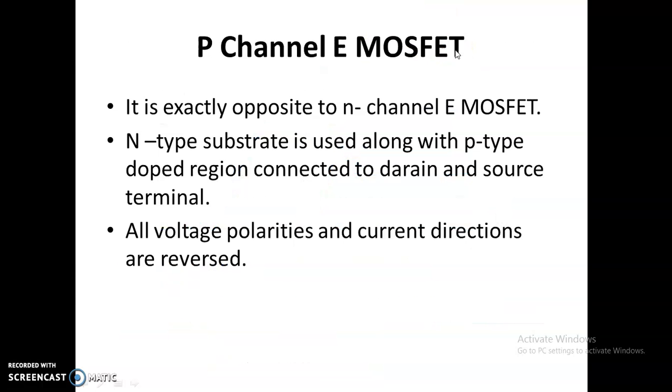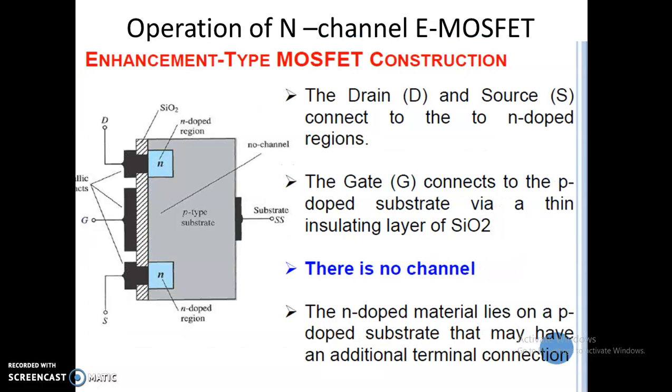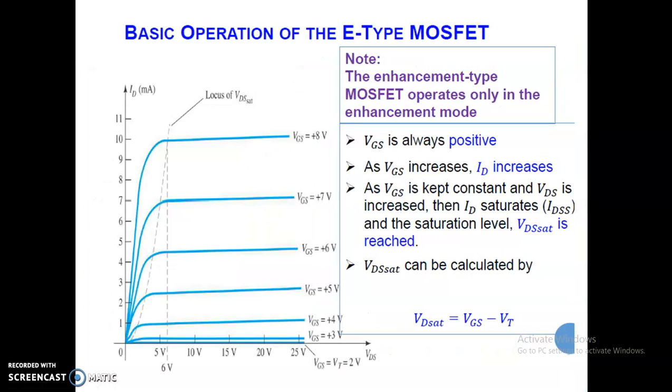Last is the P-channel E MOSFET. It is exactly opposite to the N-channel MOSFET. An N-type substrate is used. The only difference is that in the N-channel we use N-doped regions, whereas for P-channel we have to use P-doped regions.